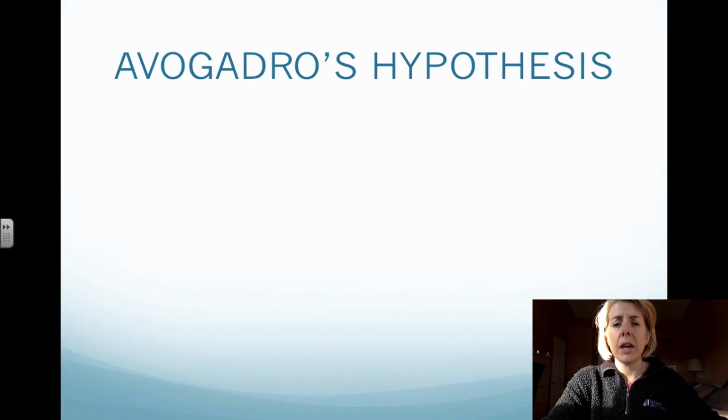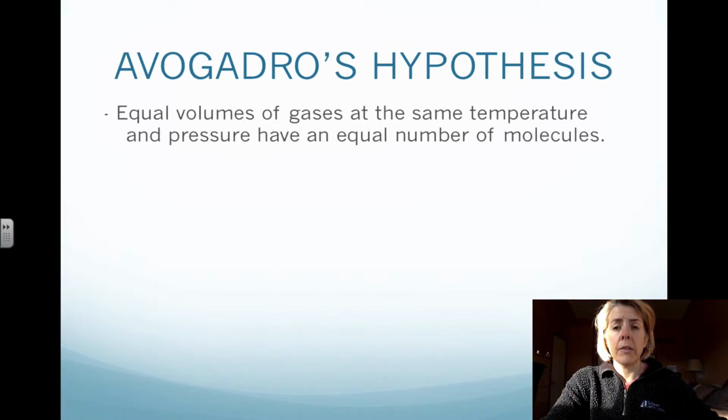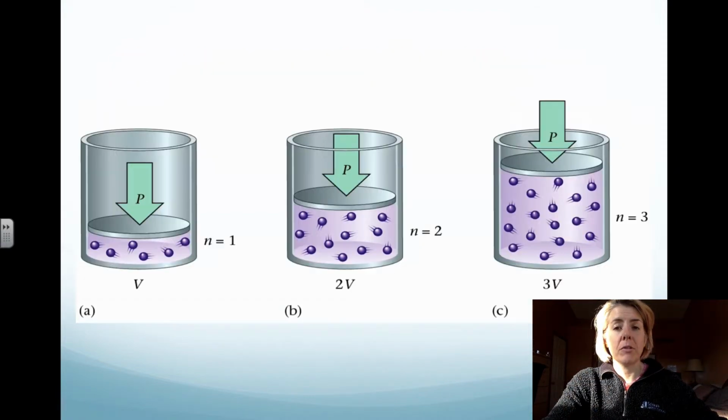So what is Avogadro's hypothesis? You've heard his name before when we talked about Avogadro's number. He actually studied gases fairly well, and he found that equal volumes of gases at the same temperature and pressure have equal numbers of molecules. So it could be oxygen, hydrogen, or water gas. All of them will have an equal number of molecules, as long as they're at the same temperature and pressure.